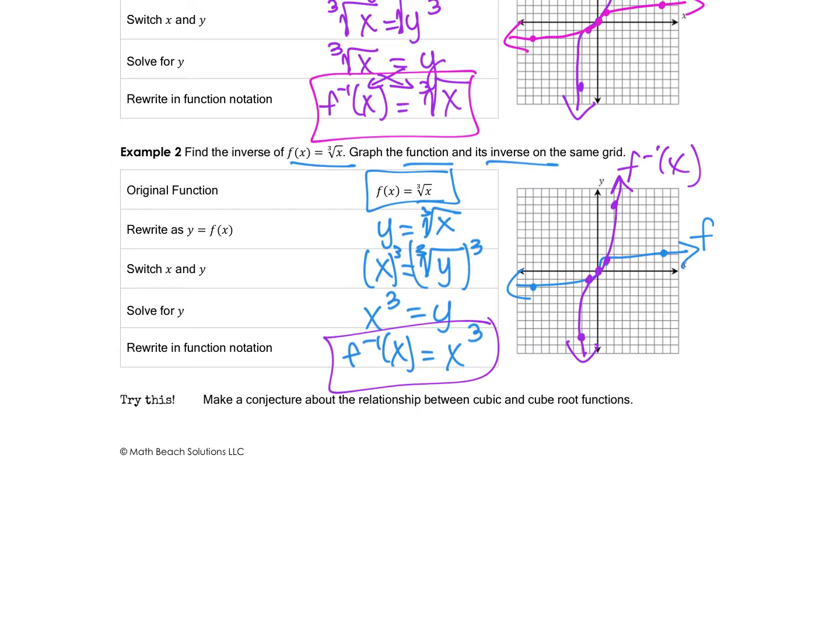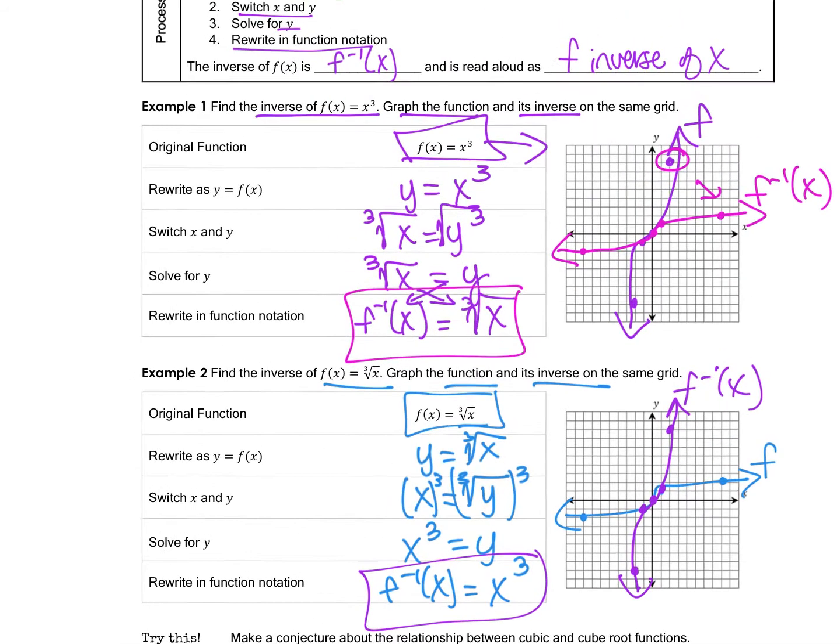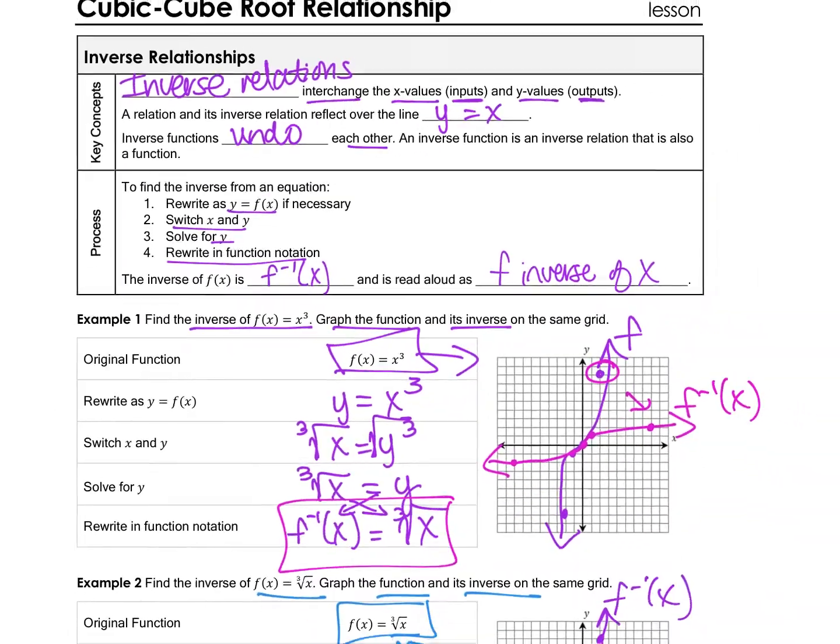It says, make a conjecture about the relationship between your cubic and cube root functions. You can easily see that if you have cubic, the inverse of that is cube root, and vice versa. If you have a cube root, the inverse of that is cubic. So it's like the opposite here. And notice we said earlier that they undo each other.